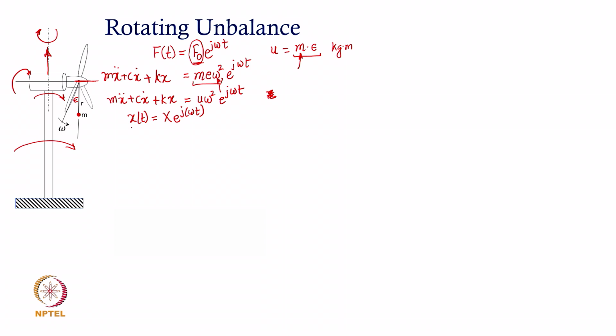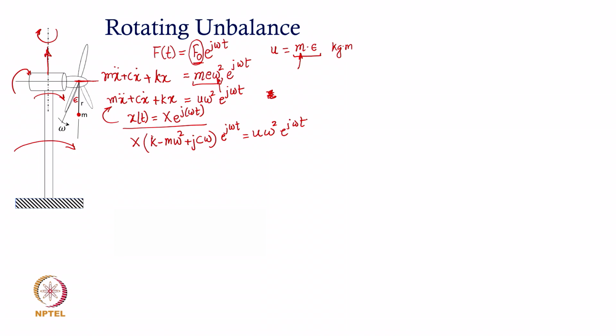So, with the assumption of the response as this, we can substitute this assumed response in the governing equation of motion, and it is possible to show that this capital X, when you substitute into this left hand side part, would again come out to be (k minus m omega square plus j c omega) into X, X I am taking constant, plus you will obviously have e to the power j omega t as a common factor just like X, and then on the right hand side you will have u omega square e to the power j omega t.